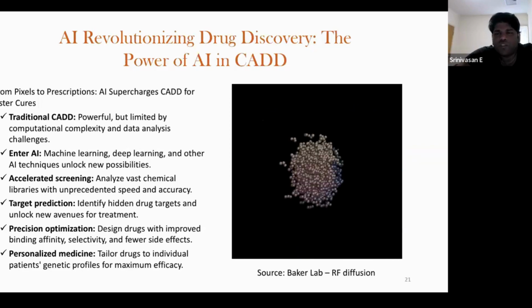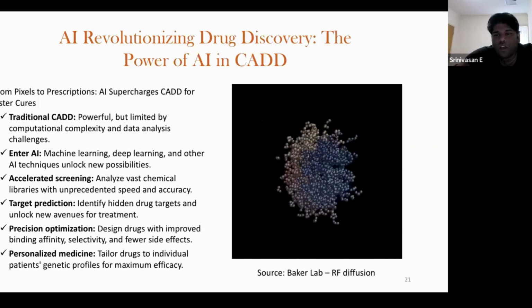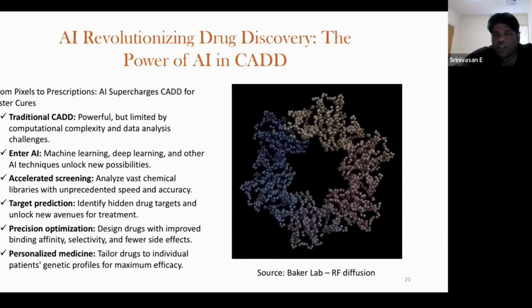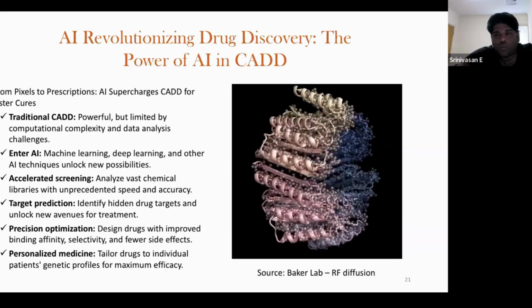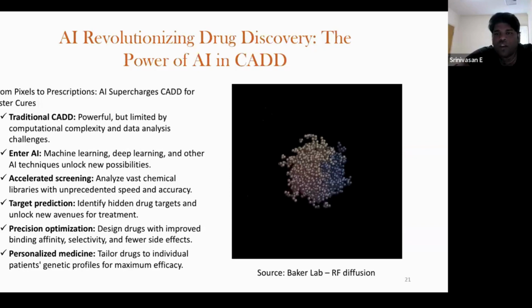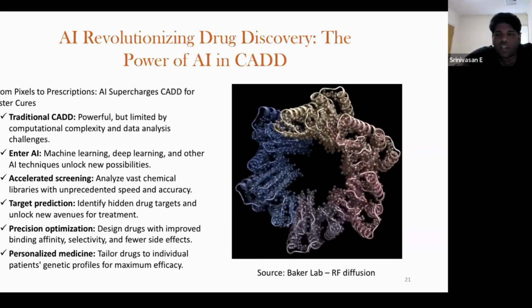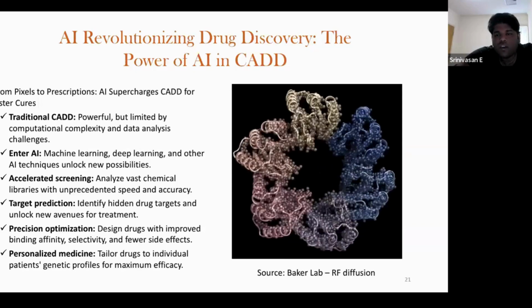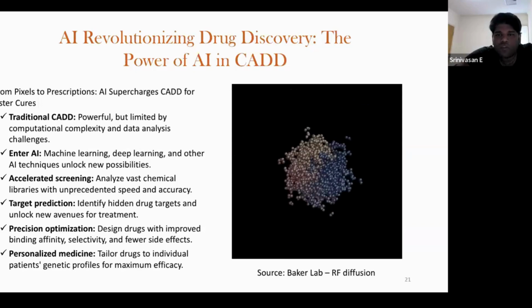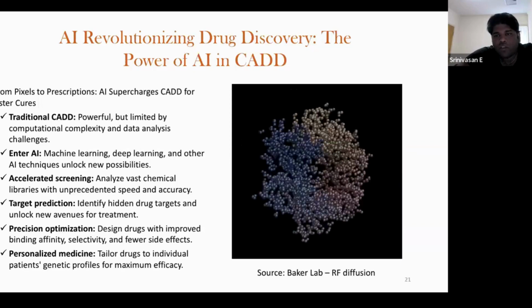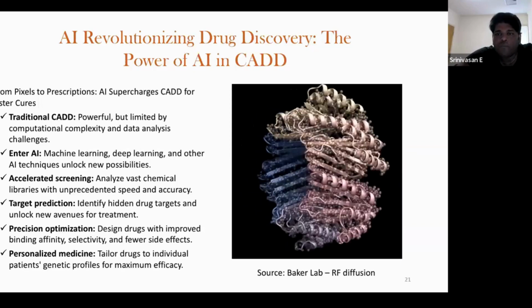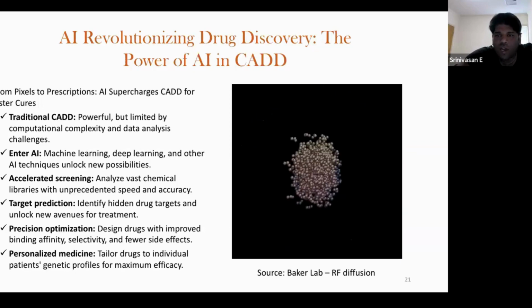There has been so much work done with AlphaFold, and people are still evolving AlphaFold for protein dimers and protein molecule interactions. So it all started from there. And the image you are seeing here is from David Baker's lab. He's one of the pioneers in developing protein molecules using AI. So this is called the RF diffusion method.